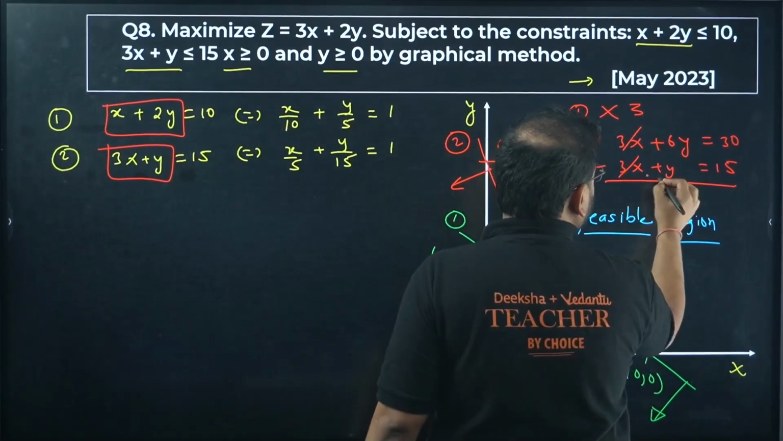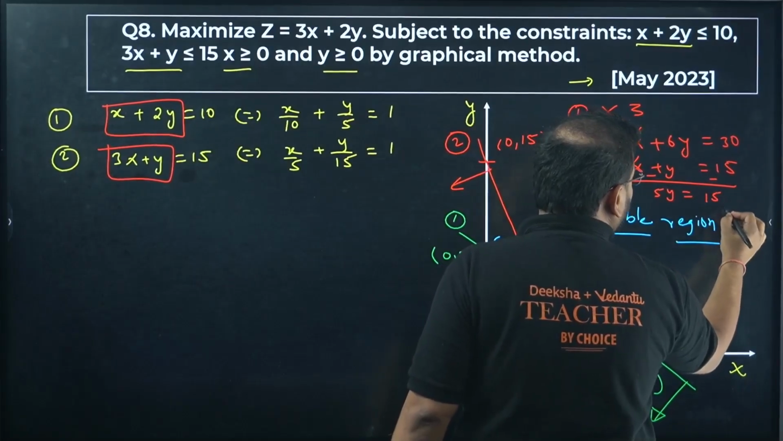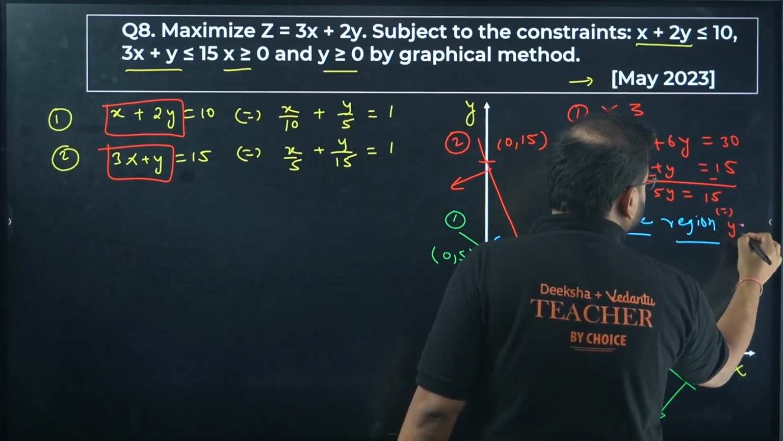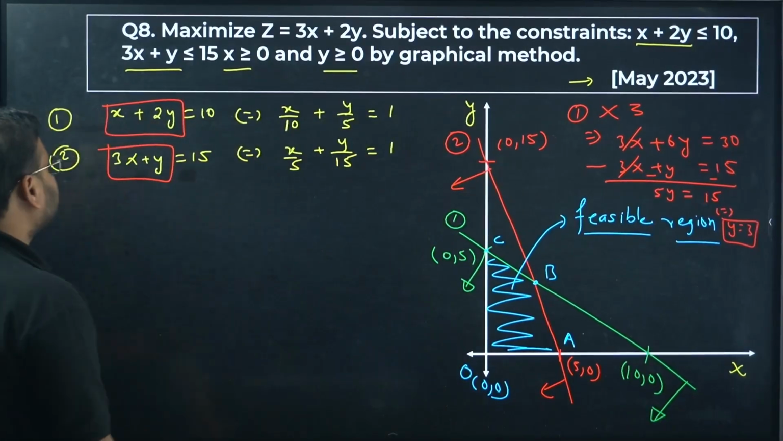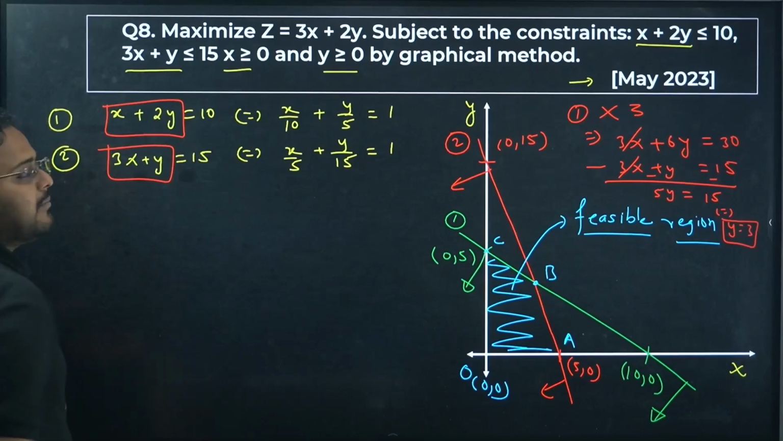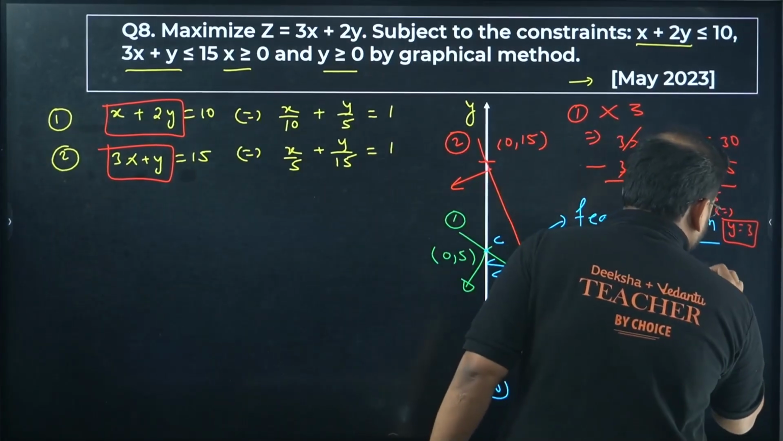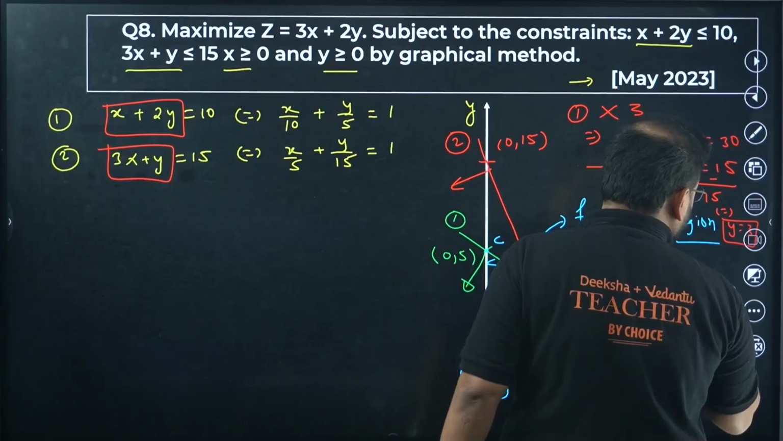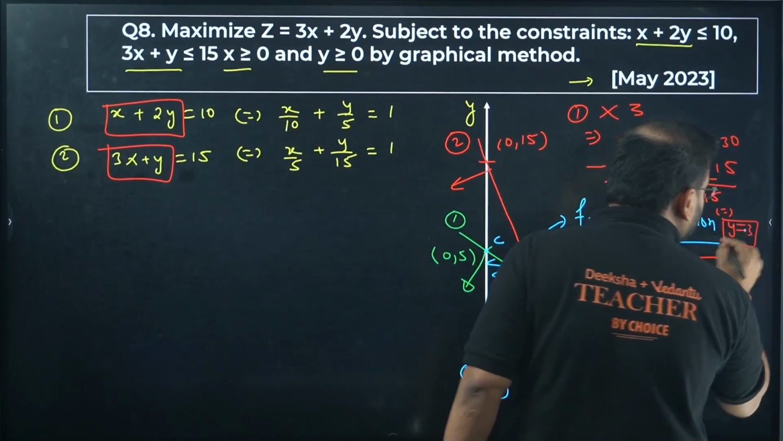This is cancelled. This will be 5y. This will be 15. So the value of y comes out as 3. If the value of y is 3, check here. If you take y as 3, it goes over there, it becomes 15 minus 3, which is 12. x will be 4. So your coordinate is nothing but x is 4 and y is 3.